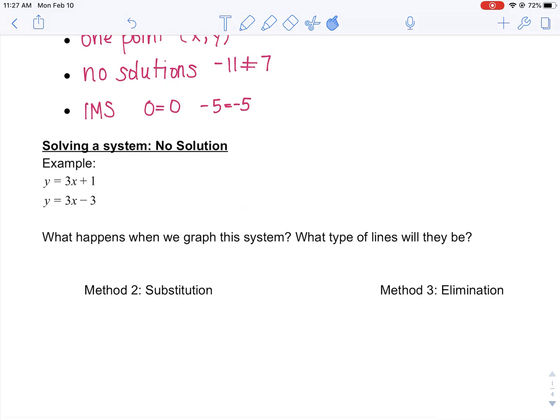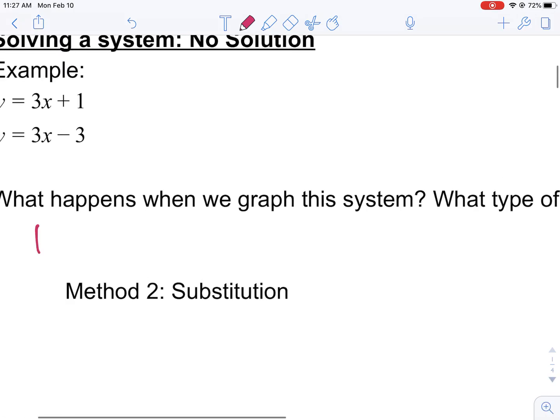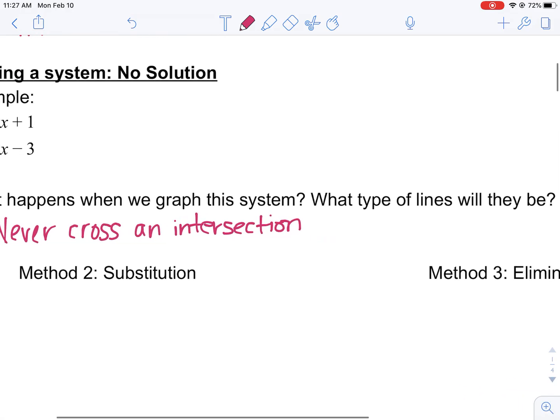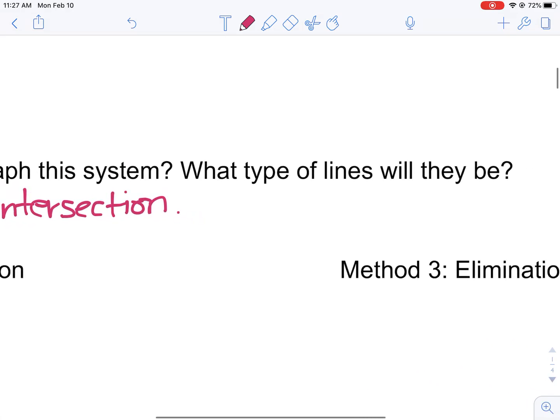So what happens when we graph a system, and what type of lines will they be? We know that when we graph a system that has no solution at all, the lines will never cross, there is no intersection. So what type of lines will they be? They will be parallel.